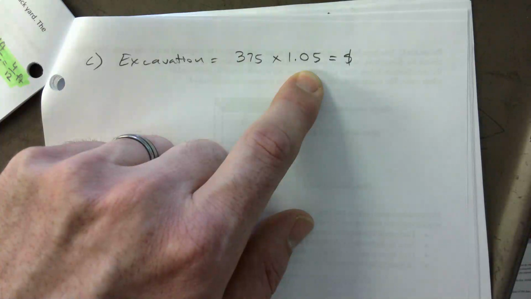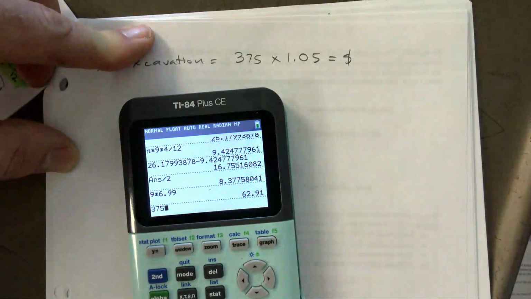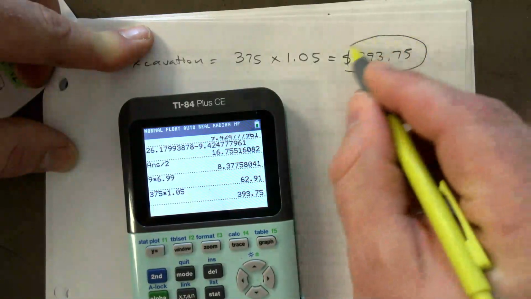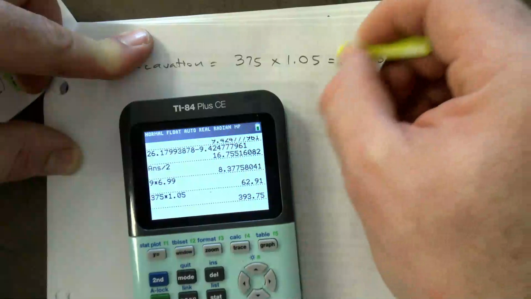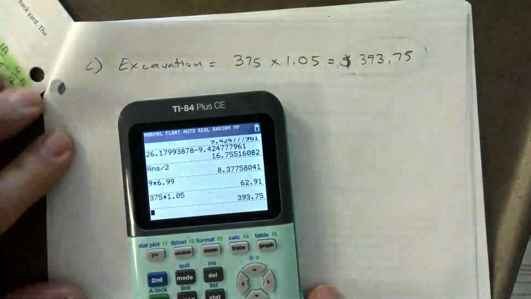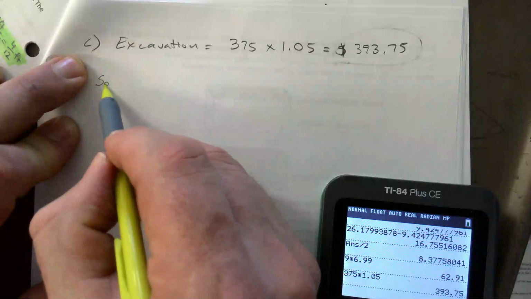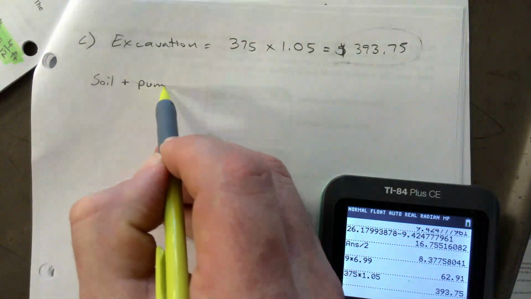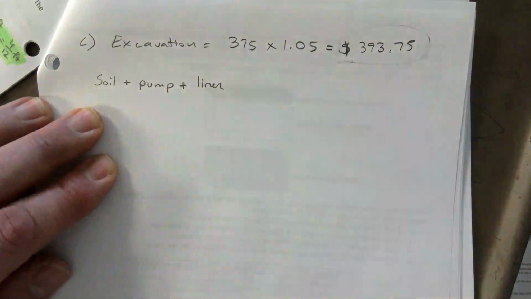And I don't have that on here, really? Okay, we'll do it now. I probably made a change on my booklet. 393.75. Oh, I'm not going to circle that because that's not the final answer yet. Sorry. My bad. Not that it's a big deal, but only circle your final answer. And then it says that the soil, I'm reading, soil, pump, and liner, they all get 12% tax.